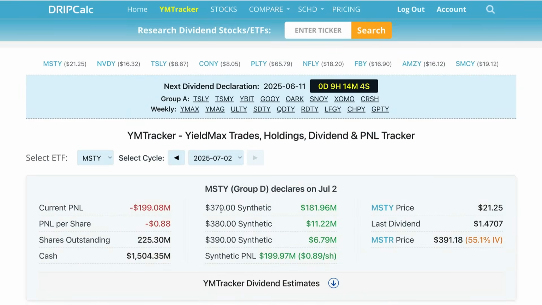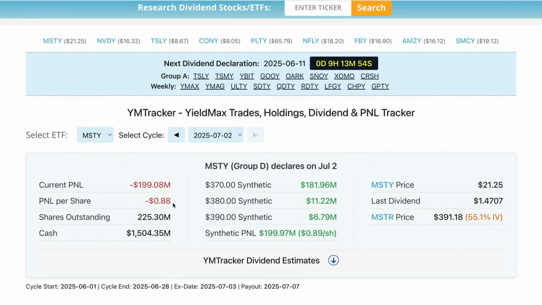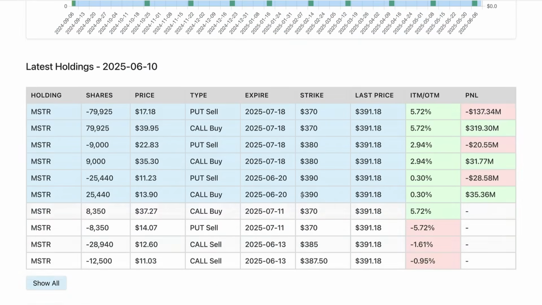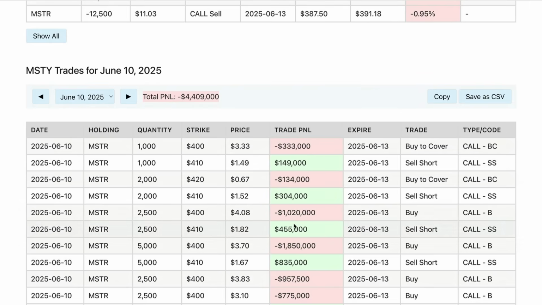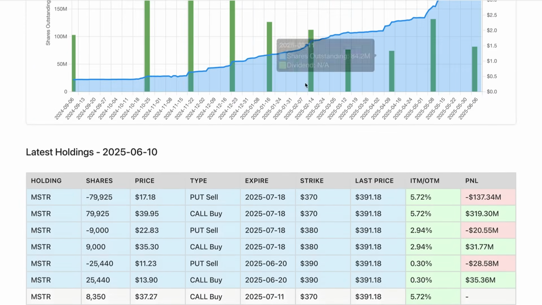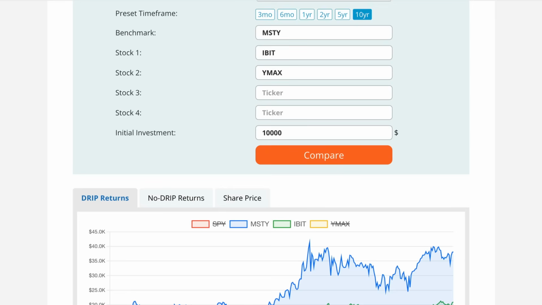Okay, and this is the current cycle. I'll talk about that a little bit later at the end, but right now we're sitting at 1 cent of net income. We have a P&L of minus 88 cents, but we have a 98 cents synthetic P&L gain, but that's unrealized. What happened is they rolled the 420 position into 370 and 380s and maybe 390s. Anyway, that's not what the video is about.